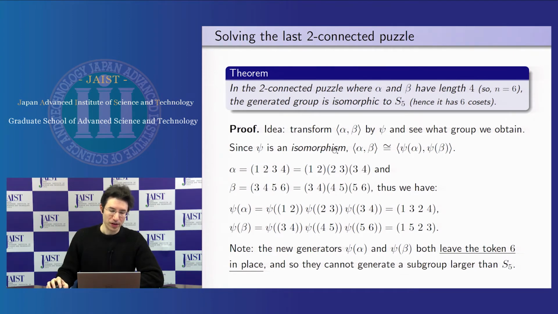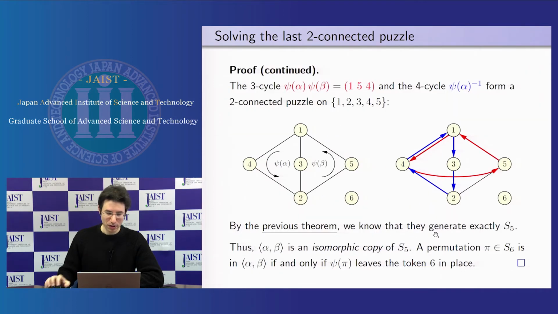We just apply this automorphism to the 2 generators. We obtain 2 other generators that generate a subgroup that is isomorphic to our subgroup. So the 2 transformed generators are the 2 cycles (1 3 2 4) and (1 5 2 3), which are depicted here. And notice that they leave a token number 6 in place. So that means they can generate at most an isomorphic copy of S5. Now, can we generate all of S5?